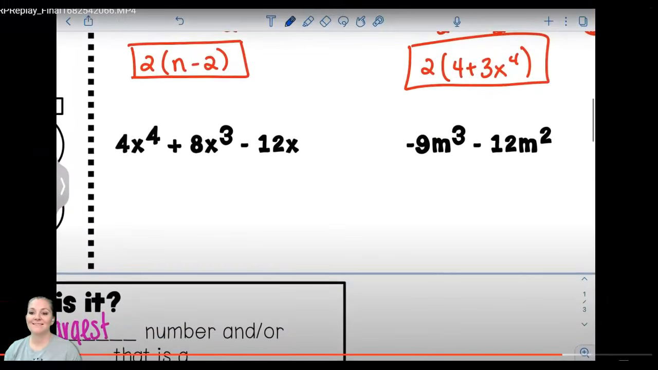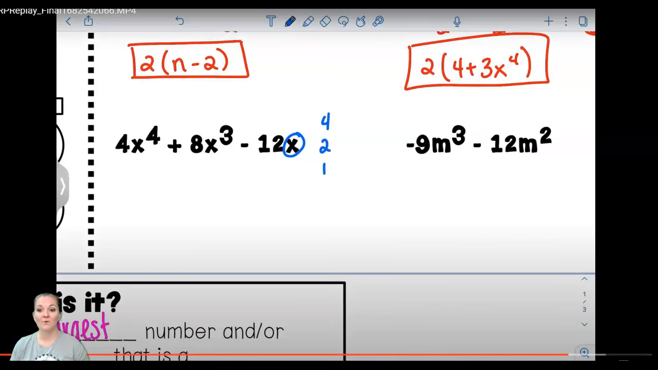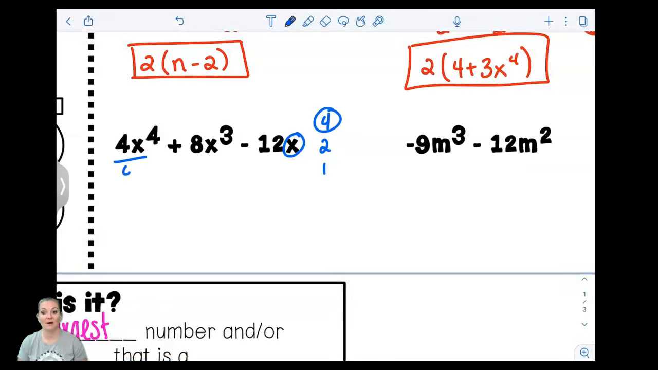4x to the fourth plus 8x cubed minus 12x. My smallest exponent is x. My smallest number is 4. So I'm going to find all the factors of 4, which is just 4, 2, and 1, and then go through. Will 4 go into 4? Of course. Will 4 go into 8? Yes. Will 4 go into 12? Yes. So I'm going to divide all three terms by 4x.